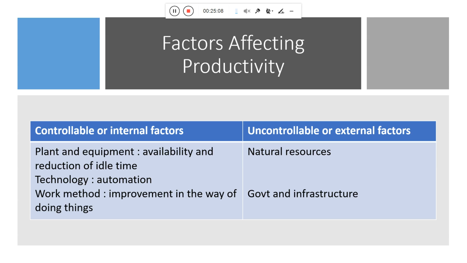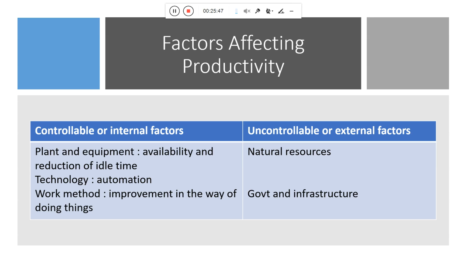The next point, you need to focus on the controllable and internal factors. That is the plant and the equipment, meaning availability and the reduction of idle time. How can I reduce the idle time of the machine? We already discussed that in sequencing. First, you should know how to measure and identify the idle time, then only can you reduce it. All of that was discussed in the sequencing lecture.